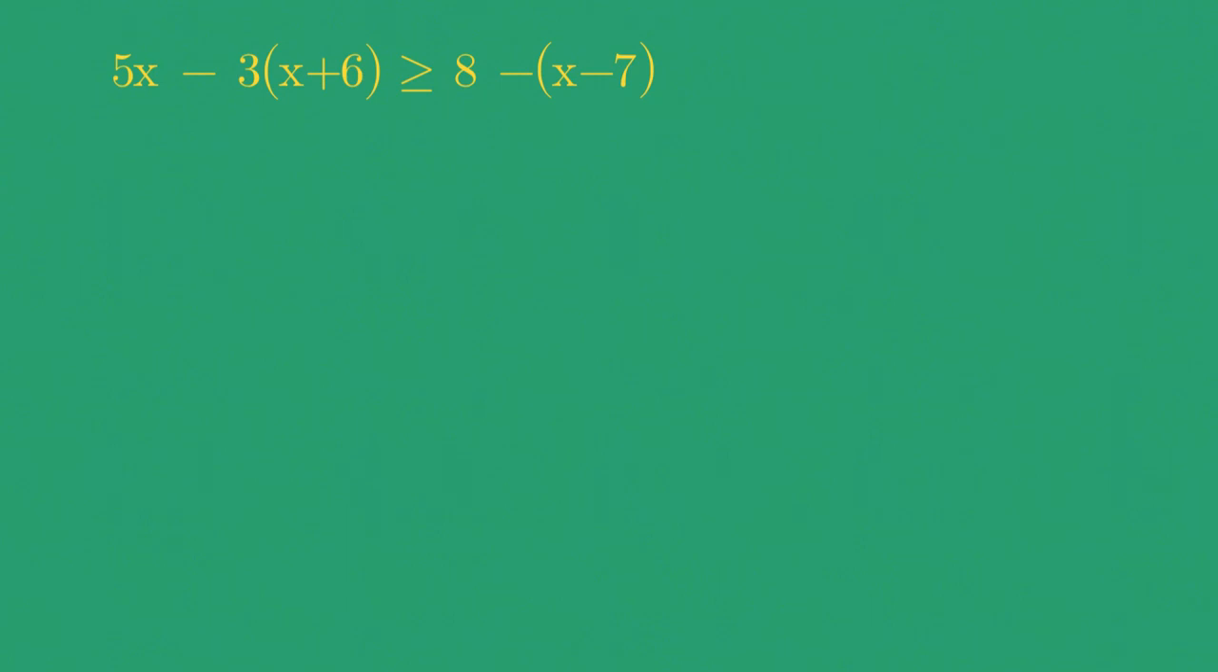How many sets of parentheses do we see? Got 2. Okay, so it looks like there's a couple of distributions here. On the front end, it's going to be the negative 3. And on the back end, it's just going to be technically a negative 1. So let's go ahead and get these distributions done.